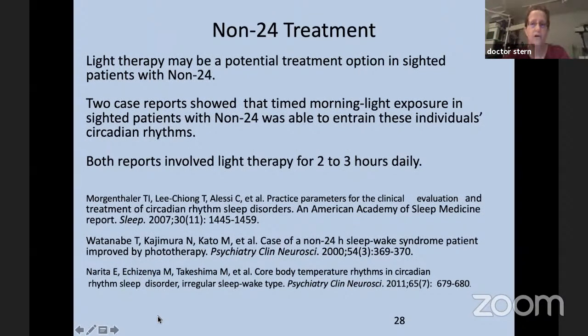But you should know that they do find that there are sighted people who have this as well. And basically, in terms of treatment, light therapy may be a potential treatment. The only study I could find talked about 2 case reports that if patients had morning light exposure, similar to what we do with seasonal affective disorder, that they could entrain the circadian rhythm. That's what it's called when you get it to its normal 24-hour cycle. It's called circadian entrainment. But they had to have the light therapy for several hours a day. And these are the references for that under there.